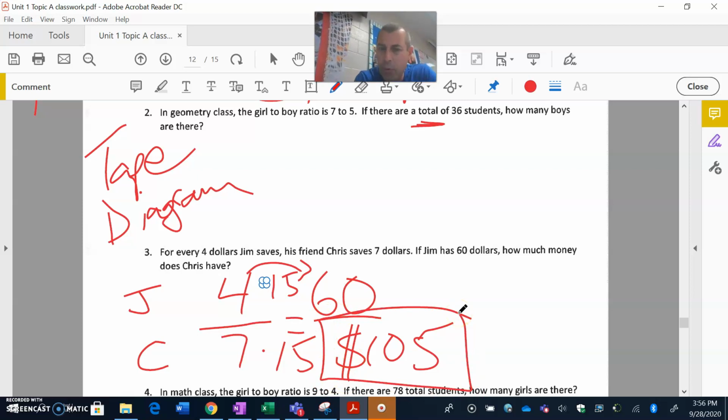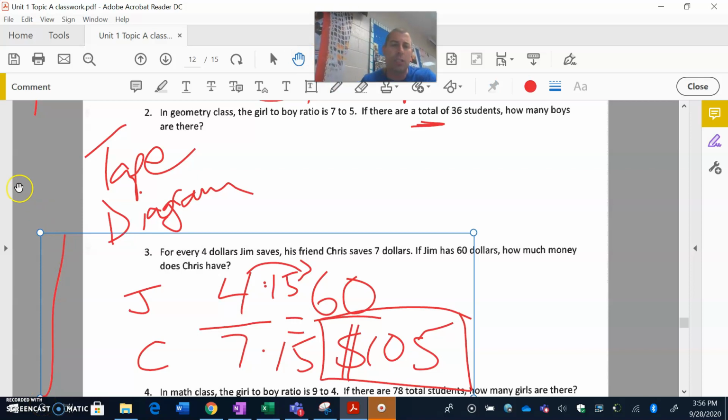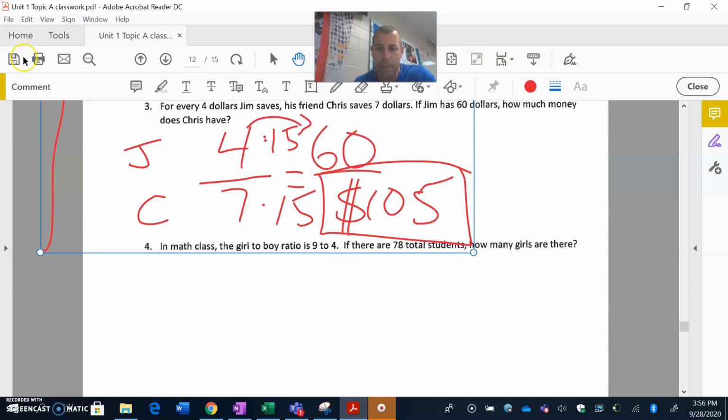So the labeling's important because that number is not always going to go up top. I know it's done it in the previous 2 problems, but that doesn't mean it's going to do it in all of them there. Okay.